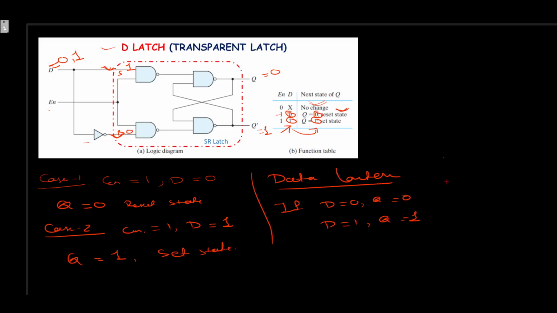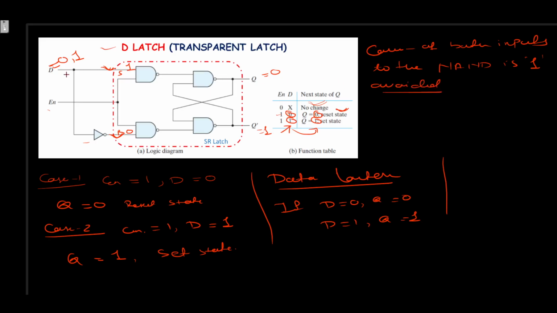So the case of both inputs to the NAND gate being one is avoided. By default, if I use a D latch, then this case is avoided. The undefined or indeterminate state is avoided in D latch. Okay. So D latch has an advantage like this, that it avoids the same input condition, and also it is called a D latch because it transfers the data that is available in the input to the latch.